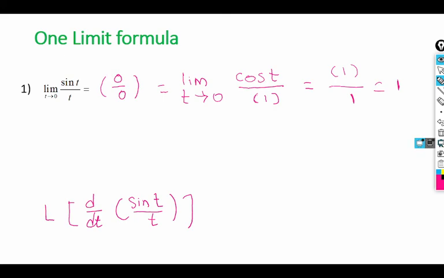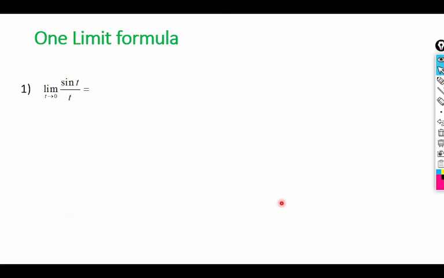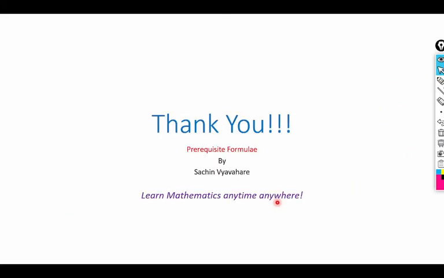So that is about all 18 formulas. We mainly completed 7 formulas from the trigonometric identities, 7 from integration, and 3 from differentiation, so 17 formulas are mainly the important ones. If you are able to recall all these 17 or 18 formulas, I will tell you that you can do any numerical of a Laplace transform, because these are the prerequisite formulas for Laplace.